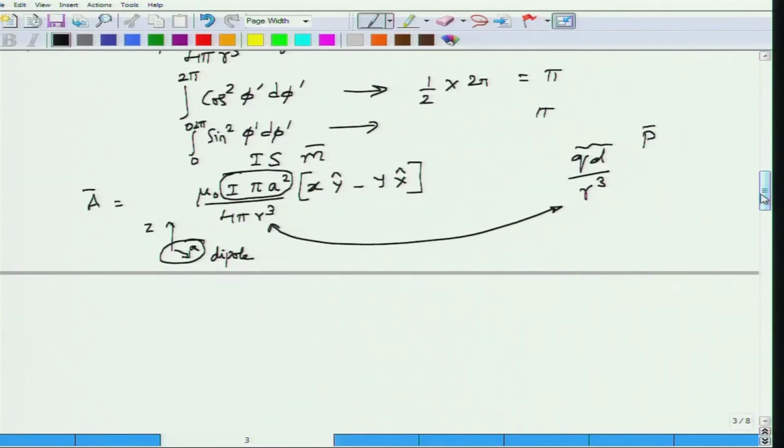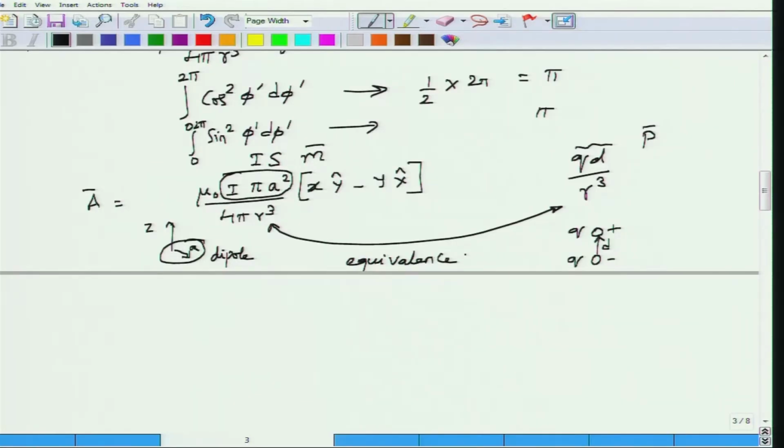So this similarity is exploited in saying that the loop of radius a, which is producing fields at a far field, is actually equivalent to an electric dipole of equal charges but opposite polarity located at a certain distance d, right. So this is the equivalence between electric and magnetic dipole.